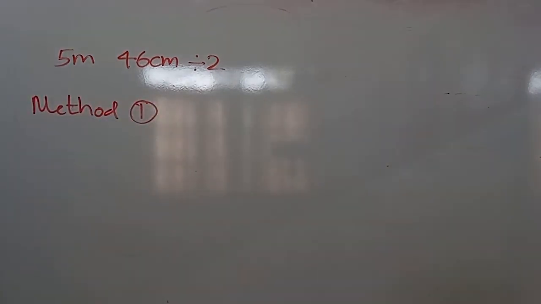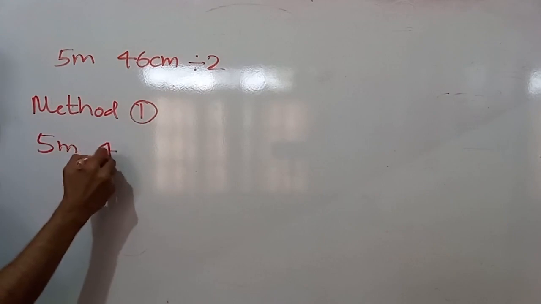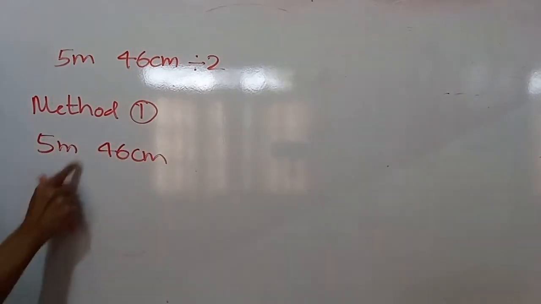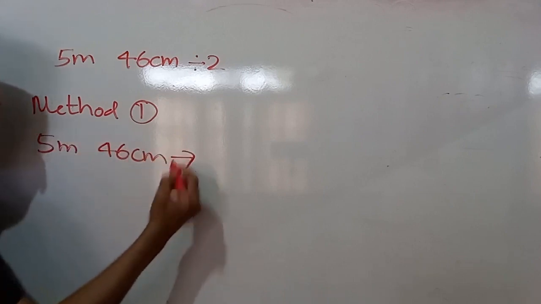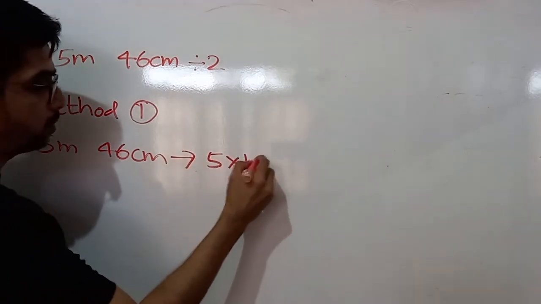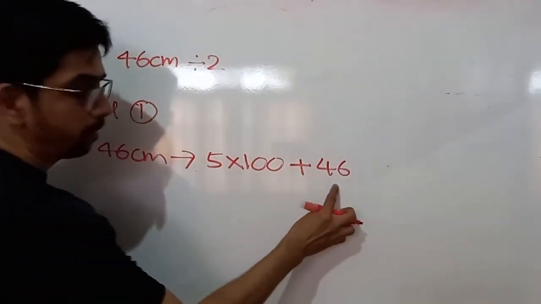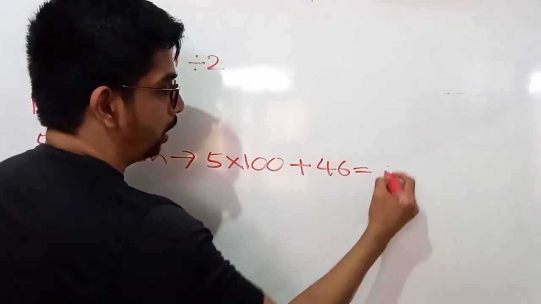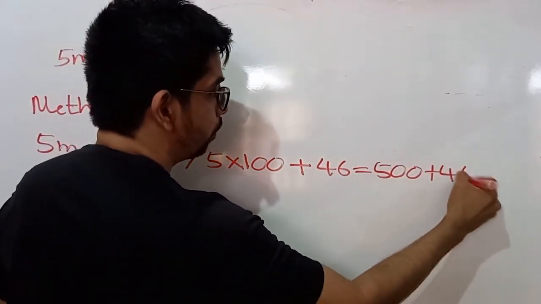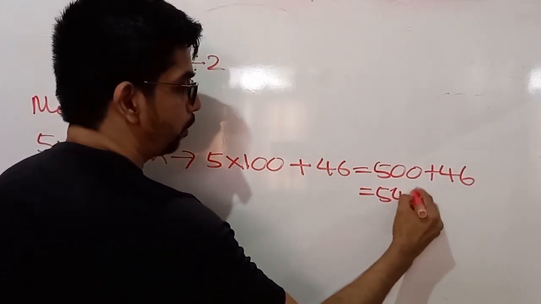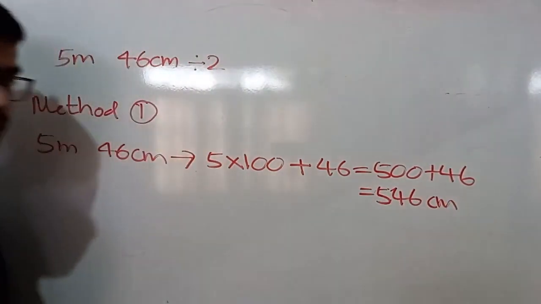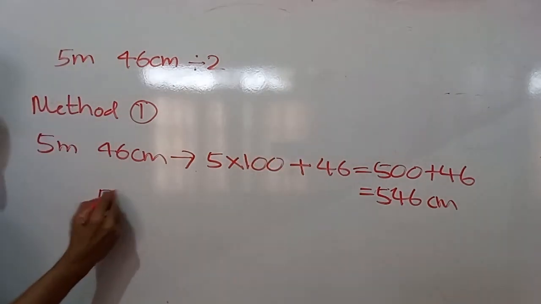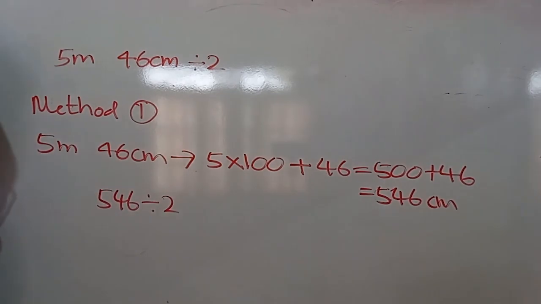Method 1, right? So in the first method, the given length is in meters and centimeters, right? So we will convert all of these into what? Centimeters. So this is 5 times 100 plus 46. So this becomes what? 500 plus 46. So that is what? 546. Now all are in centimeters. Now what do we do? We divide 546 by 2. So that is centimeters.